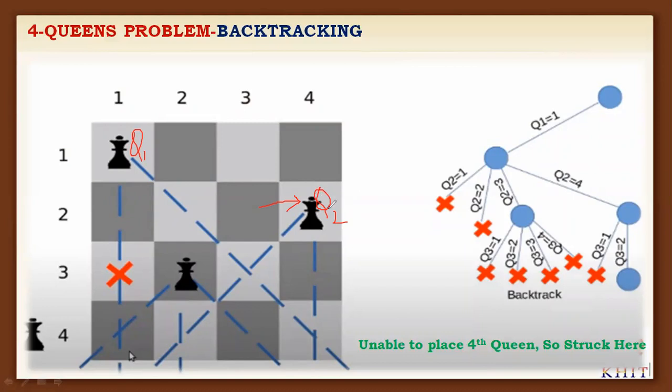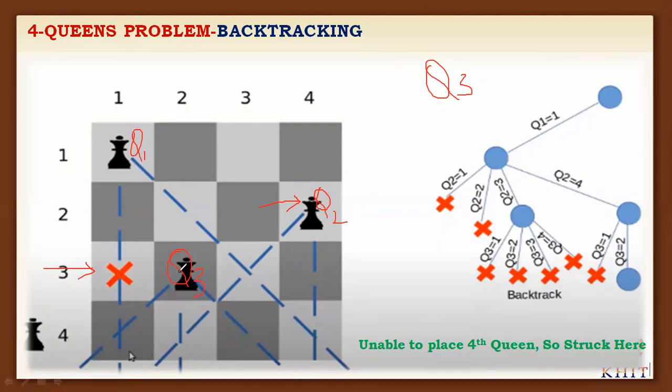Next, I can try to place Q3. Now I am planning to place Q3 here. In the third row, I cannot place Q3 here, because of the same row. I can place Q3 here. This is the safe mode to place Q3, because it is not attacking any queen: same row, same column, and same diagonal. So Q1, Q2, and Q3 are placed.